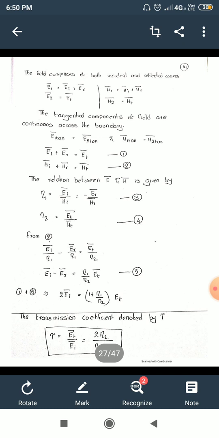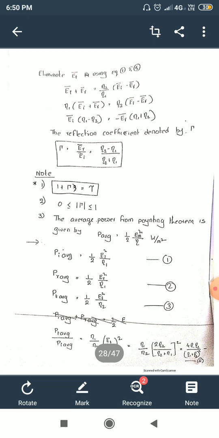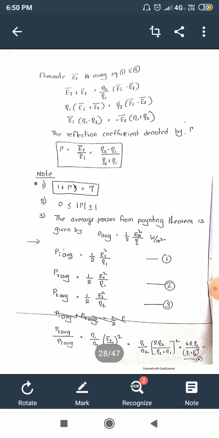EI minus ER is equal to eta 1 by eta 2 into ET. So from equation 1, what is ET? ET is nothing but EI plus ER. So substitute ET from equation 1 in equation 5 and simplify: ER by EI is equal to (eta 2 minus eta 1) by (eta 2 plus eta 1), which is called the reflection coefficient.